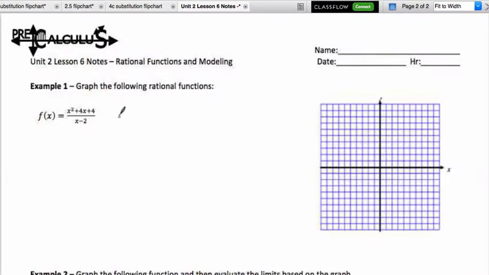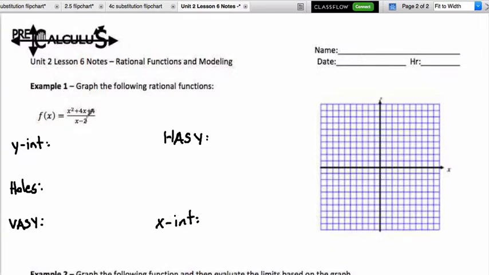Okay, graph the following rational functions. So let's go ahead and make a list of what we actually need to do this. We're going to need a y-intercept. We're going to want to find out if there are any holes. We're going to see if there is a VA, a vertical asymptote. We're going to see if there is an HA, a horizontal asymptote, and we're also going to find the x-intercepts.